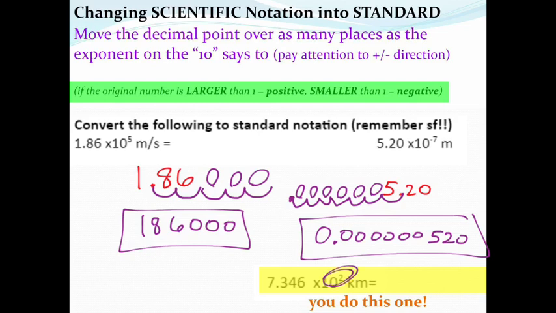So this one, pretty easy. We're only moving the decimal 2 times. Make sure you're moving it in the positive direction, just like we did together, and you should have no problems.